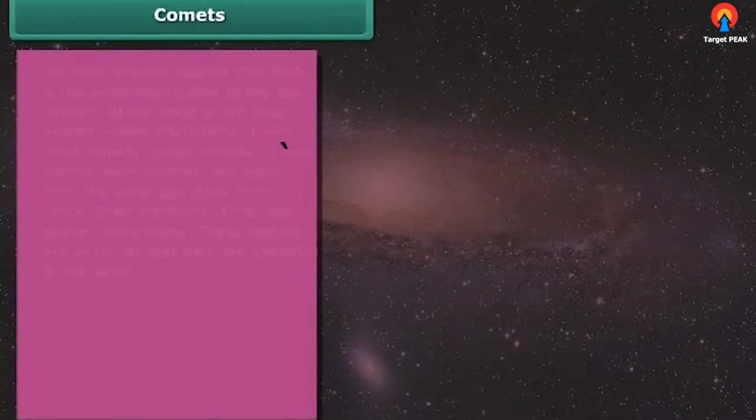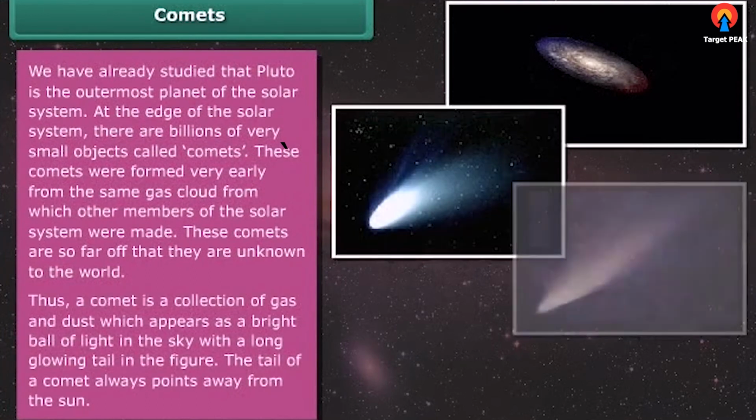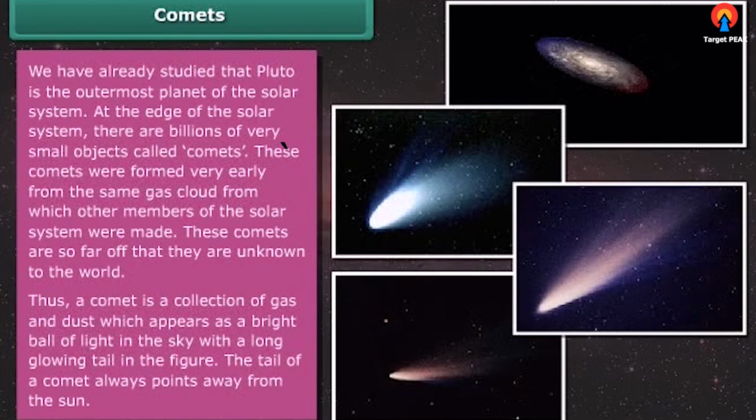We have already studied that Pluto is the outermost planet of the solar system. At the edge of the solar system, there are billions of very small objects called comets. These comets were formed very early from the same gas cloud from which other members of the solar system were made. These comets are so far off that they are unknown to the world. Thus, a comet is a collection of gas and dust which appears as a bright ball of light in the sky with a long glowing tail in the figure. The tail of a comet always points away from the Sun.